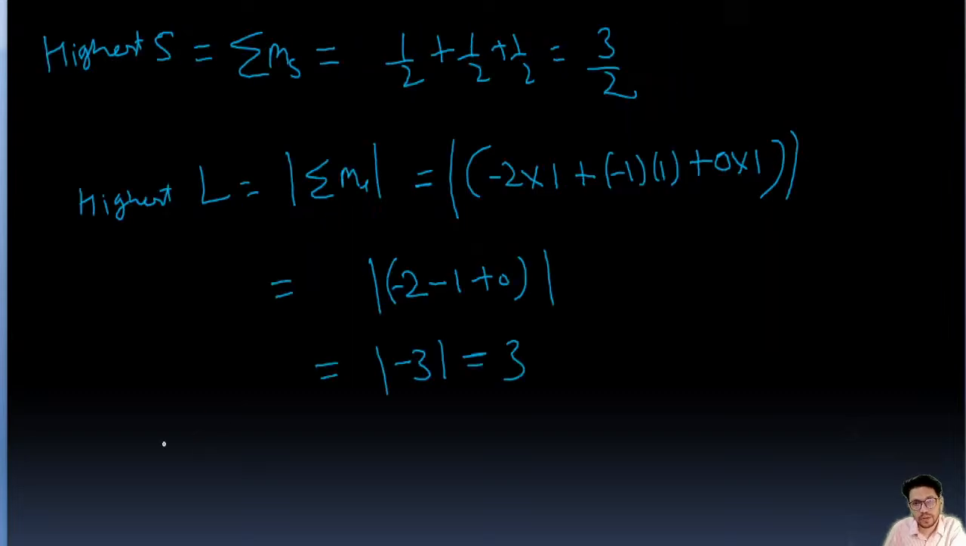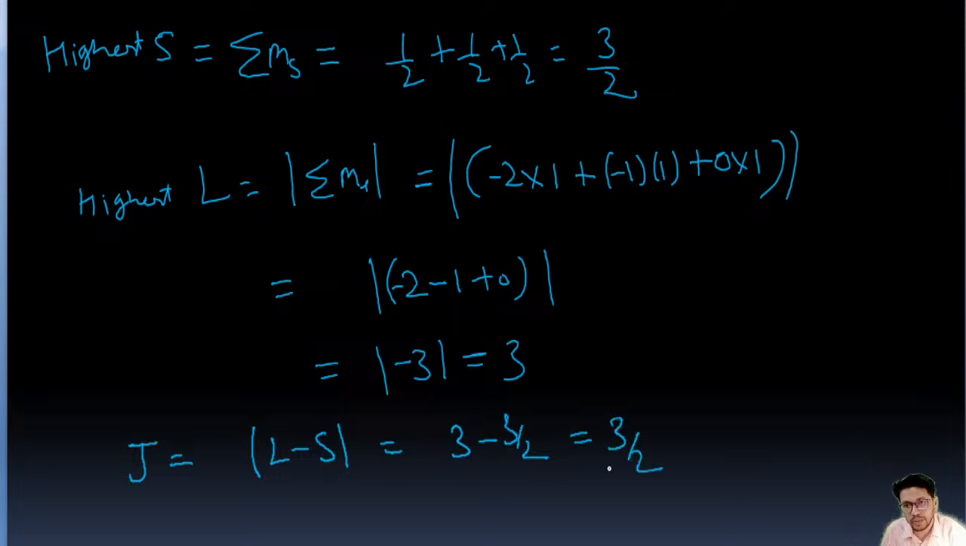So the value of J is going to be L minus S. If it would be the highest J, then it will be L plus S, right? So this is going to be 3 minus 3 by 2, right? So this is going to be 3 by 2. So the value of J is 3 by 2.